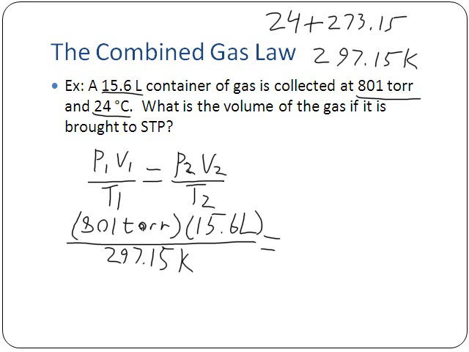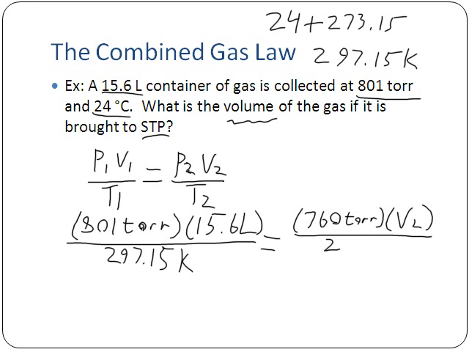Well, it says that it's at STP, standard temperature and pressure, and so standard pressure in torr is going to be 760. And so we get 760 torr on this side, times the volume afterwards, and we don't know that. That's what we're looking for. So this would be just V2 right here. The unit's going to have to be in liters, because that's the unit we started with on the left side, divided by the temperature. Now it's STP, standard temperature. Standard temperature is 0 degrees Celsius, or 273.15 Kelvin.